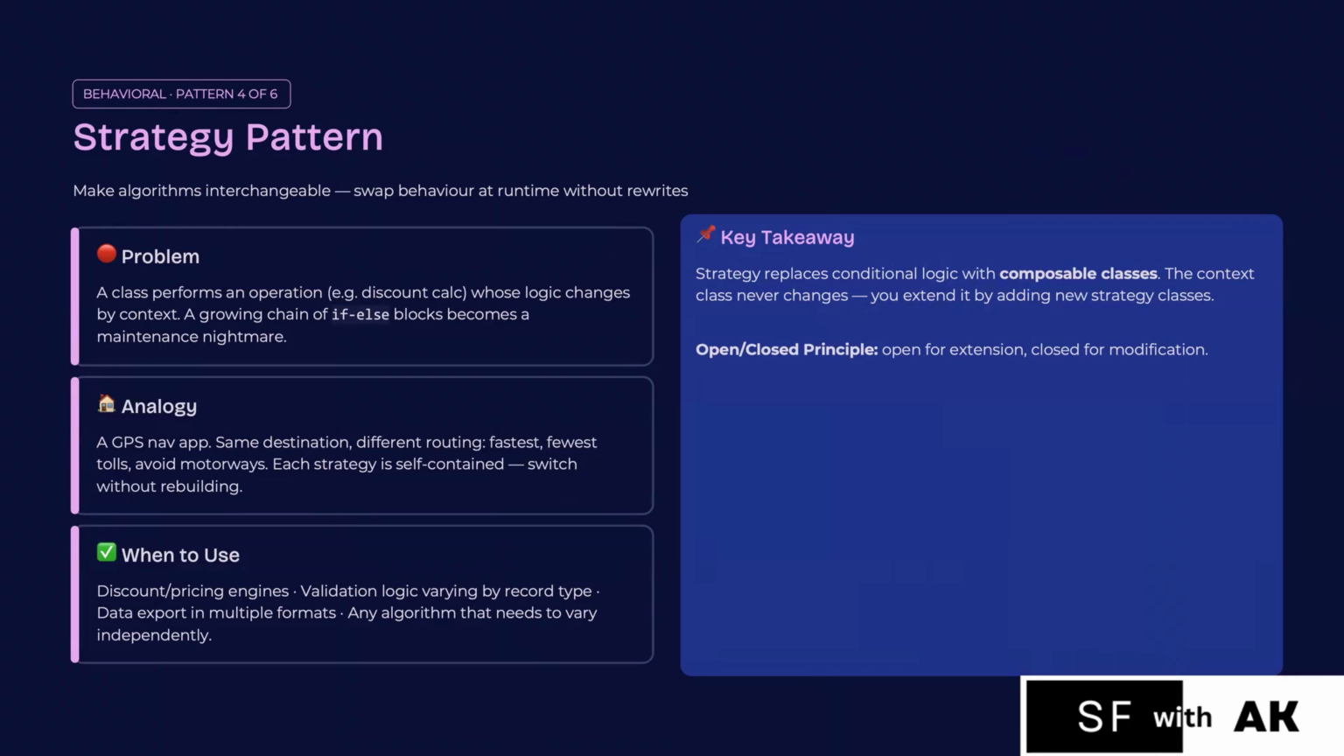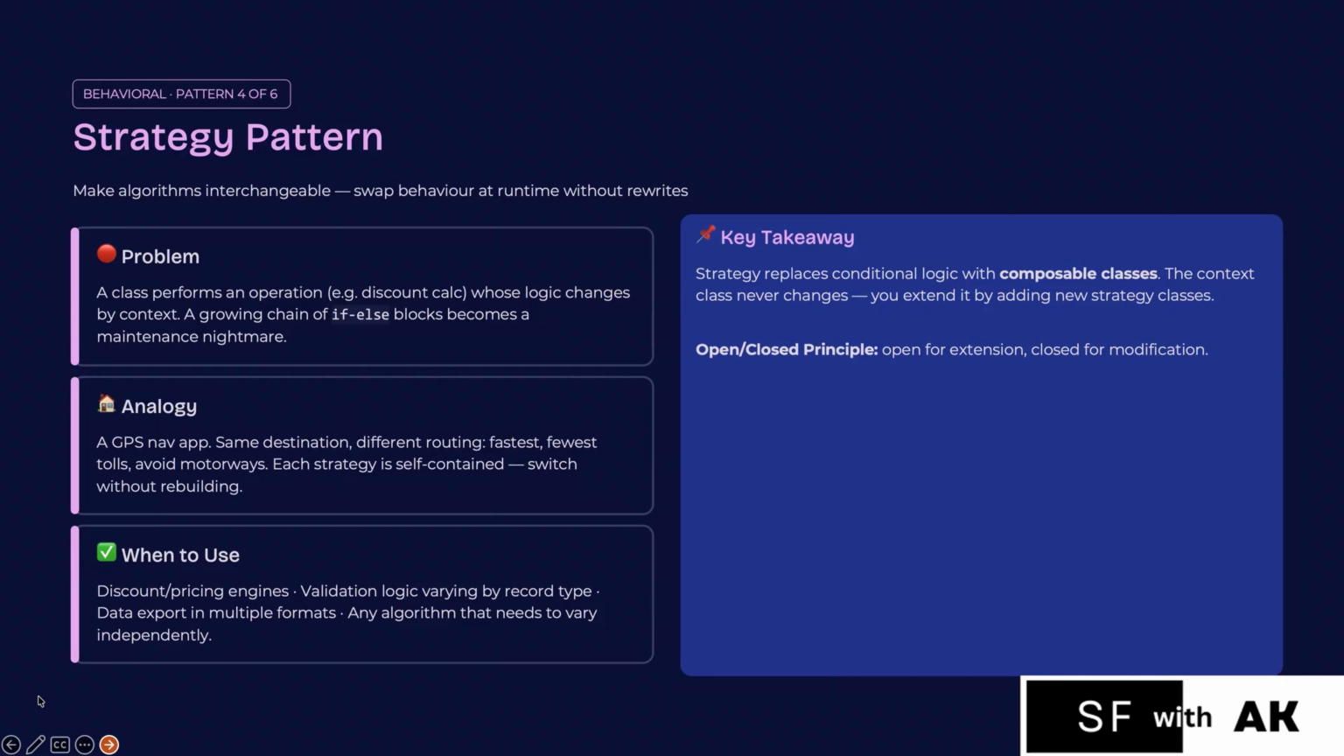And every time a new tier comes in, you are back in that same class, adding more conditions and hoping you don't break the existing ones. That chain of if else becomes a maintenance nightmare. And it violates something called the open closed principle, which says code should be open for extension but closed for modification. So how does the strategy fix this?